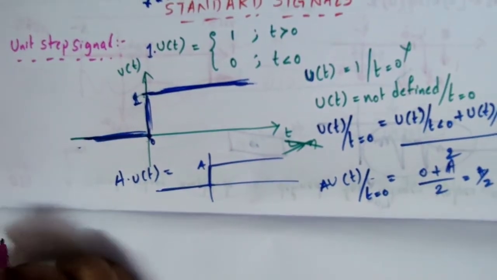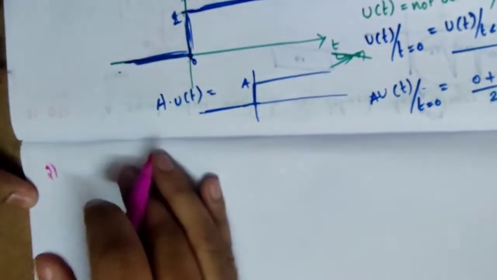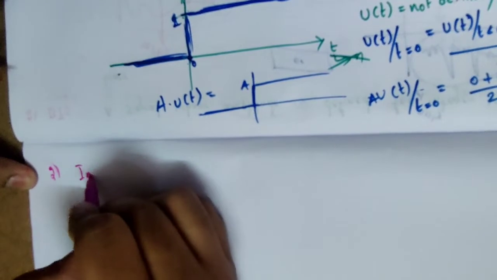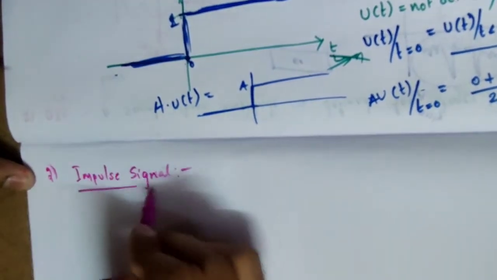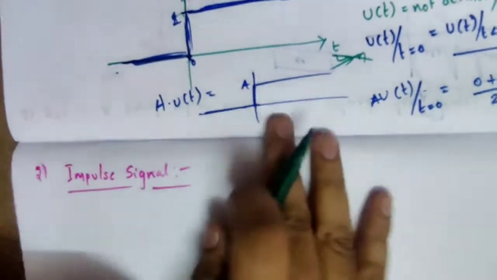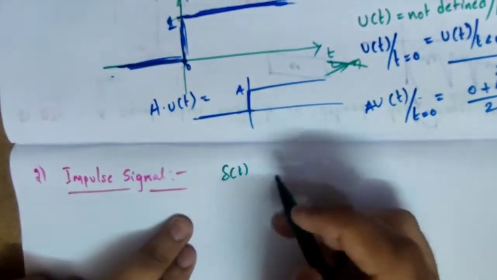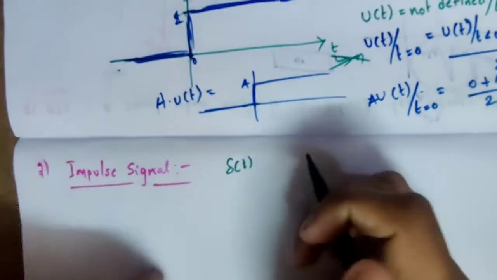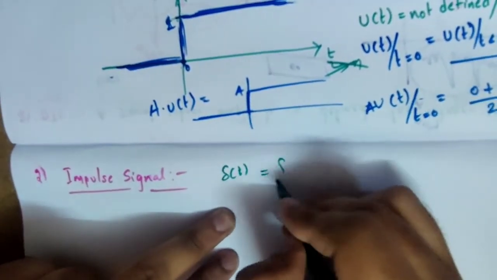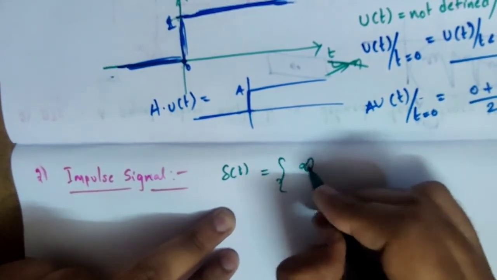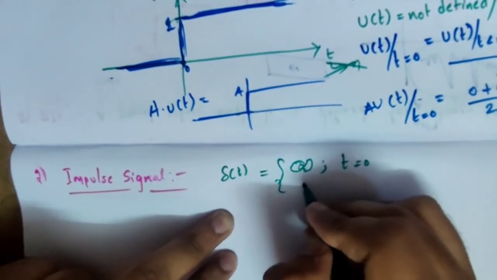The next standard signal which we have is, sorry, I hope it is visible now. What's the next signal? It is the impulse signal. Impulse signal is very important. So how is the impulse signal denoted? It is del of t. So what is the definition? Del of t is equal to infinity for t equals 0 and it is 0 elsewhere.